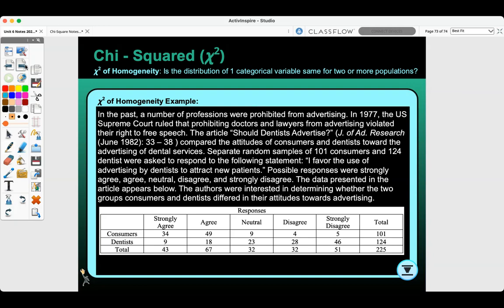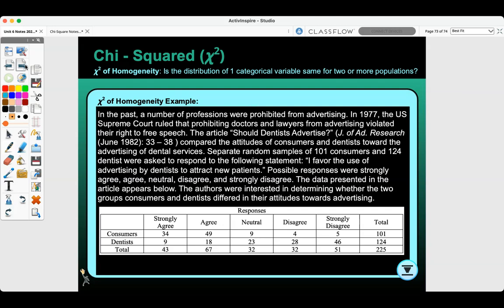Let's look at our example. In the past, a number of professions were prohibited from advertising. In 1977, the U.S. Supreme Court ruled that prohibiting doctors and lawyers from advertising violated their right to free speech. The article, Should Dentists Advertise?, compared the attitudes of consumers and dentists toward the advertising of dental services. Separate random samples of 101 consumers and 124 dentists were asked to respond to the following statement.